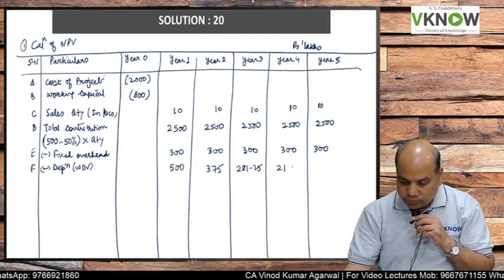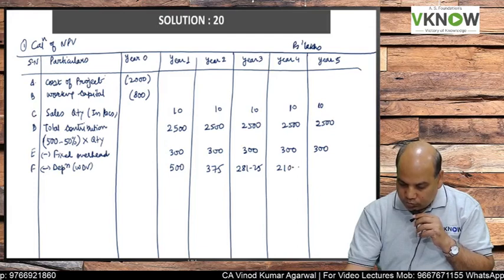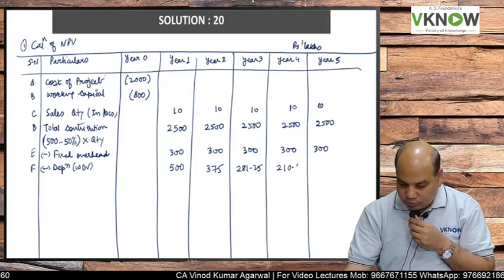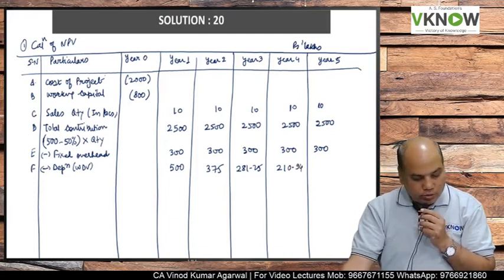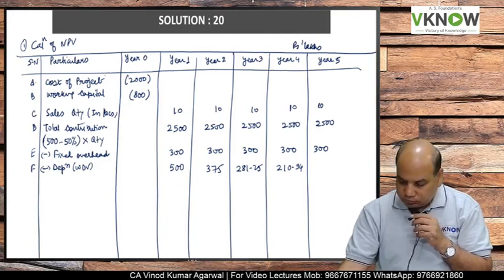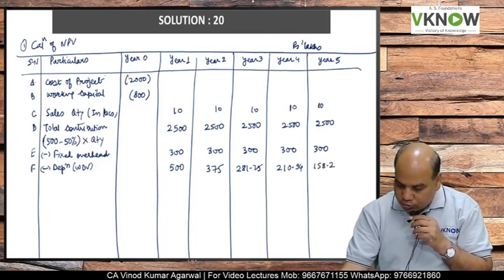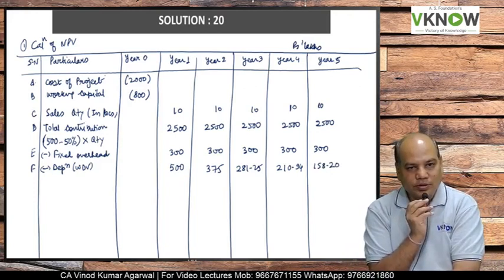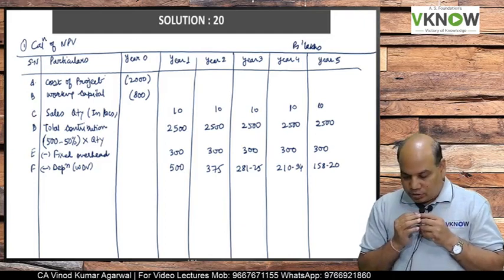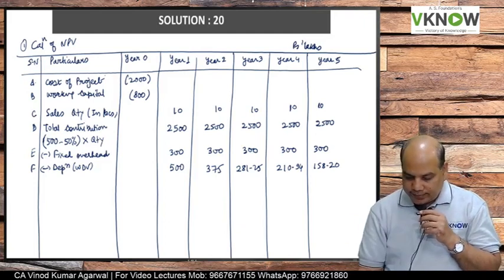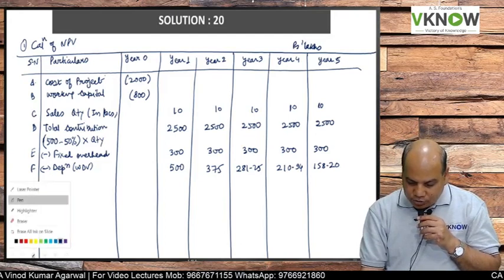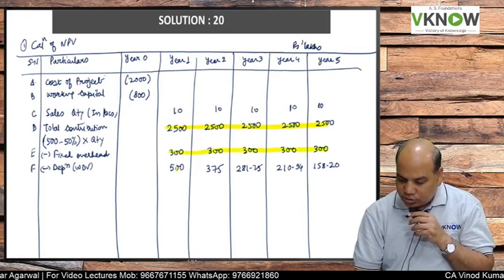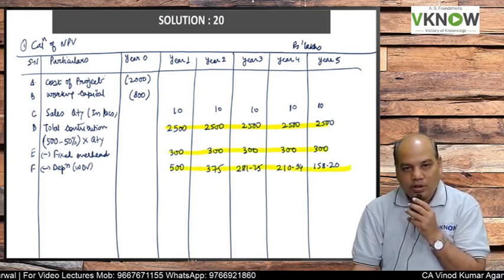Tell me in two digits. 210.94. Again press equal to. 158.20. Either you round off all the numbers or you round off in two digits. Okay. Follow consistency. Any query up to this? You can present in different format. This is simple mathematics. Contribution minus fixed cost and minus depreciation.